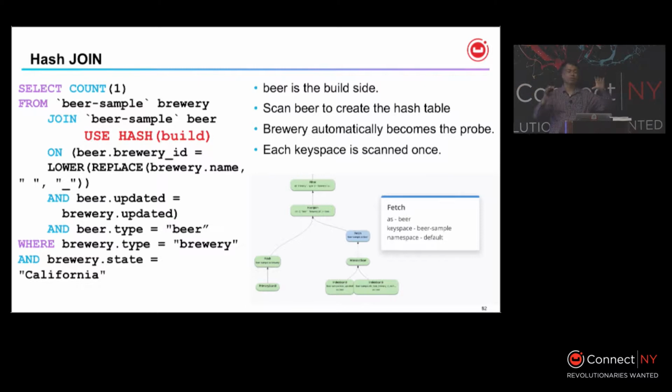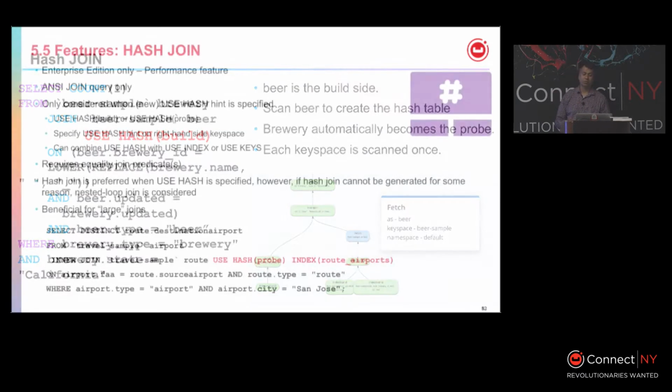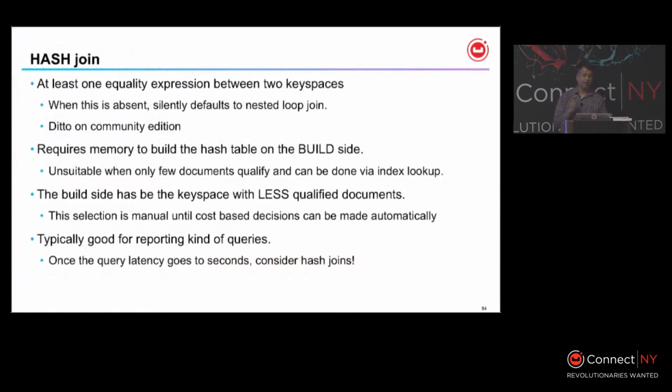You go back and forth. In hash join, we scan the items on the right-hand side and build the hash table, and then do the probing on the other side. So it's much faster. But we do have to build the hash table, so that kind of increases the lower limit on the query performance. Okay, this is the hash join.